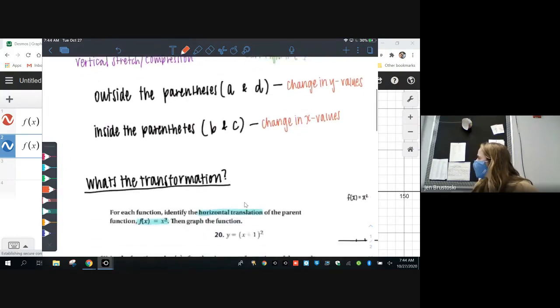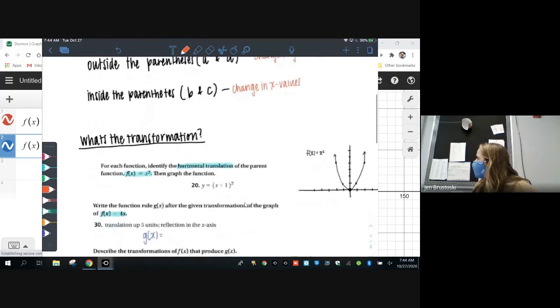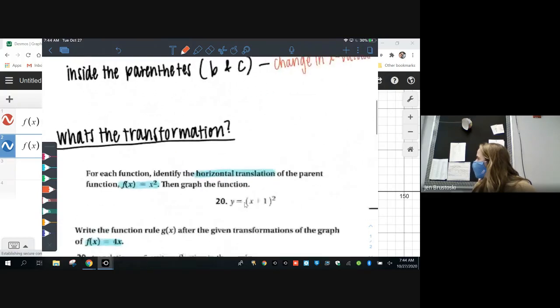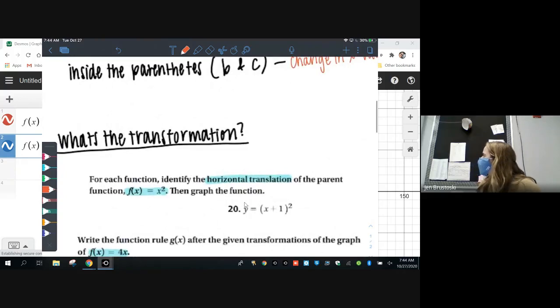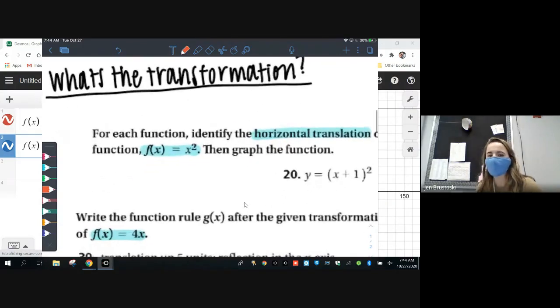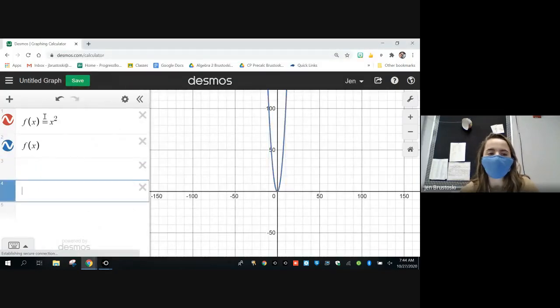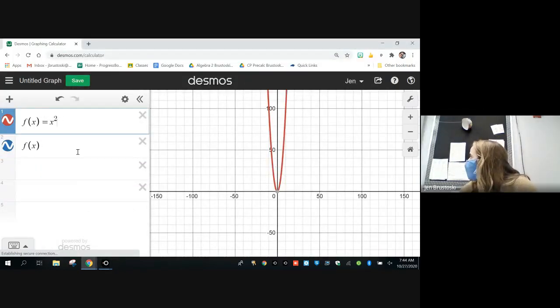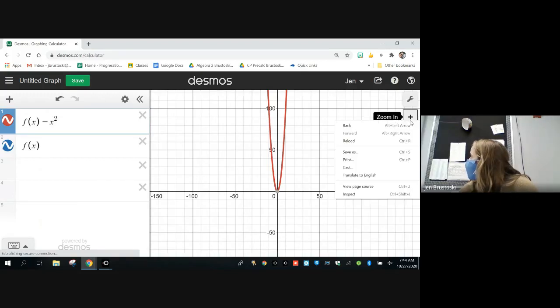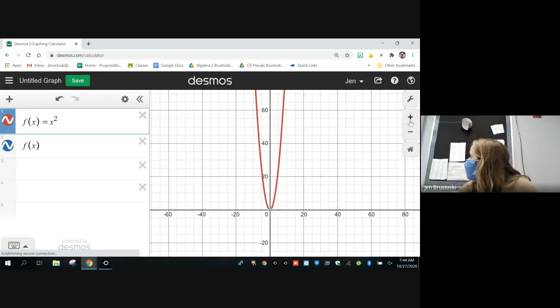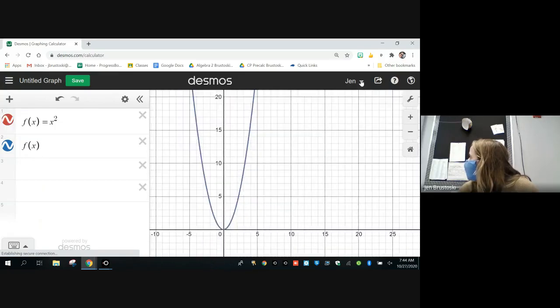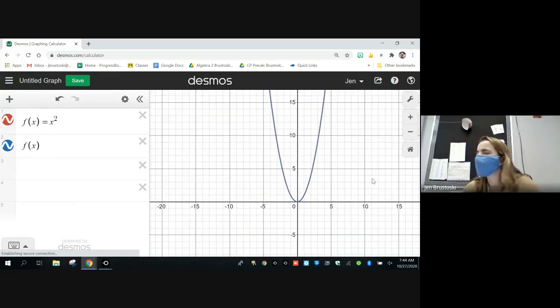All right, so let's look at some examples that are similar to your homework. It says for each function, identify the horizontal translation of the parent function. And then it gives the parent function right here: f of x equals x squared. So that's like we were doing over here. This is the parent function, the red one, and then we were changing it to be the blue one. The parent function is our original function. This parent function in particular, x squared, is one that you should know.